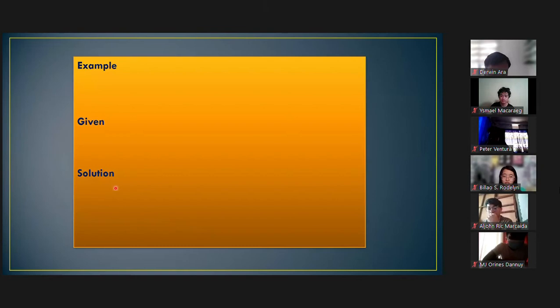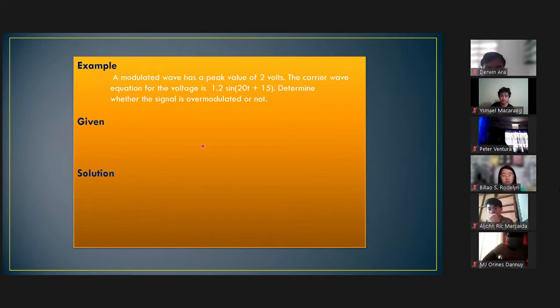Our sample problem, a modulated wave has a peak value of 2 volts. So ang binigay is the peak value. The carrier wave equation for the voltage is 1.2 sin(20t + 15). Determine whether the signal is over modulated or not.